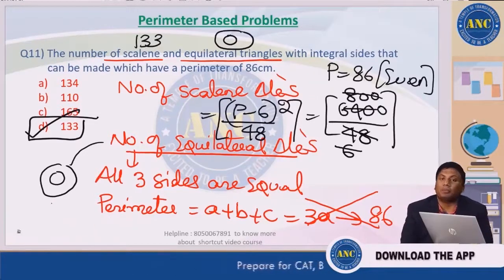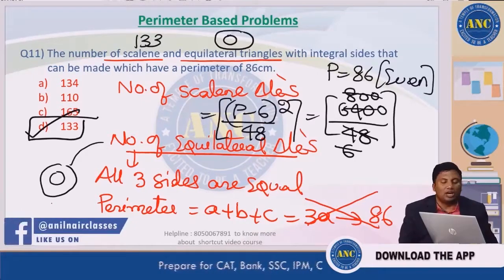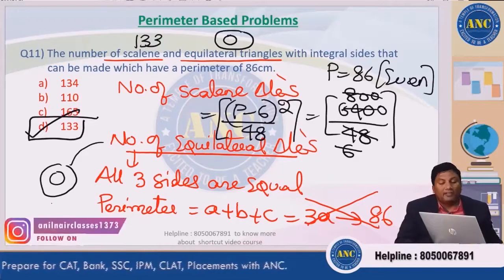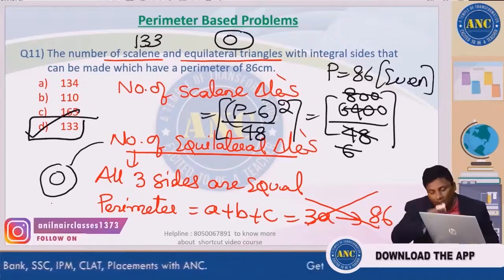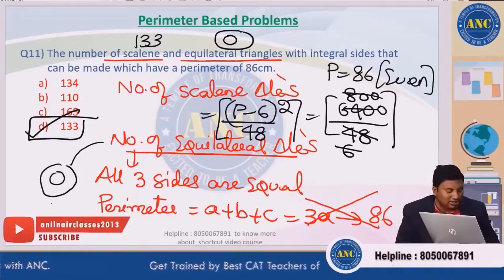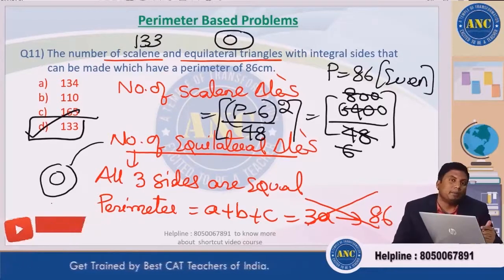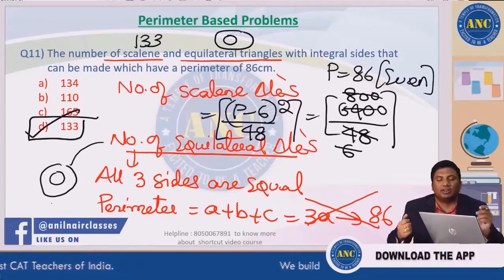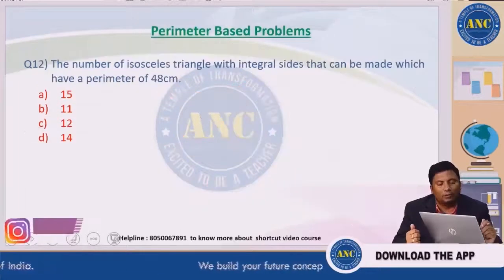For scalene triangles, if the perimeter is even, the number is given by the nearest integer of (P minus 6) whole square divided by 48, where P is an even number. If P is an odd number, it will become (P minus 3) whole square divided by 48, nearest integer function. Question number 11. I hope it is clear.